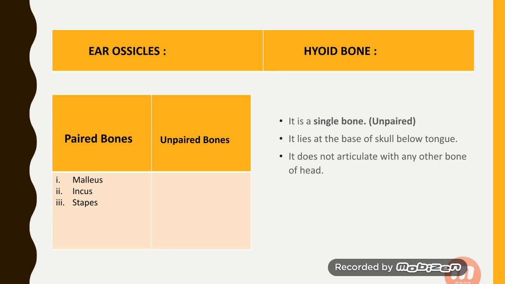It is only one single bone which is unpaired and it lies at the base of the skull below the tongue. So its function is basically to support the tongue. Now I'm going to show you the diagrams of ear ossicles and the hyoid bone.